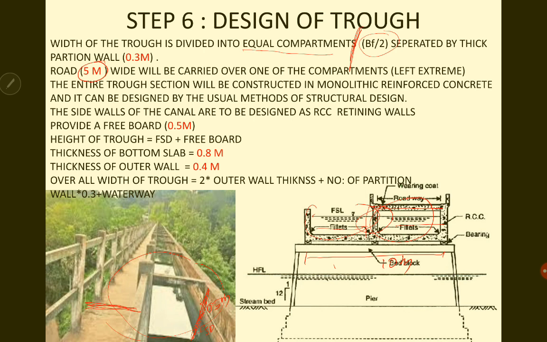The thickness of the bottom slab is taken as 0.8 meters. The thickness of the outer wall is taken as 0.4 meter. The overall width of the trough, the complete width from here to here, will be equal to the waterway width plus the partition wall thickness plus the outer wall thickness. You have to add these up and find the total overall width of the trough.